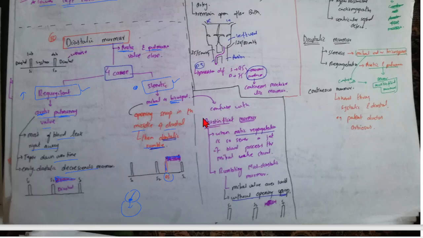But it is also confused with the Austin Flint murmur. What is the Austin Flint murmur? For example, this is the ventricle, and above it is the atria. When the atria contract and there is mitral valve stenosis, the mitral valve is narrow, so a click is heard here. The Austin Flint murmur is when the aortic regurgitation is so severe that a jet of blood hits the mitral valve. It is a rumbling mid diastolic murmur.